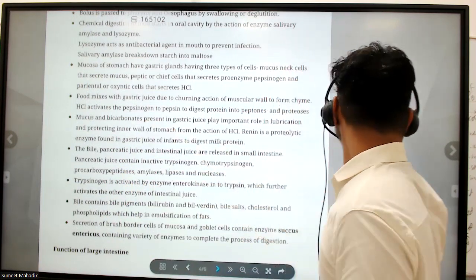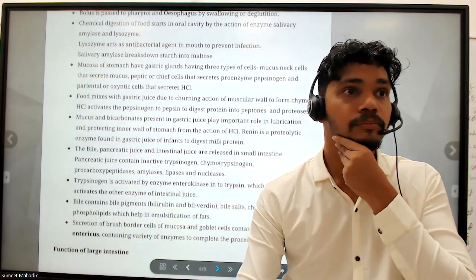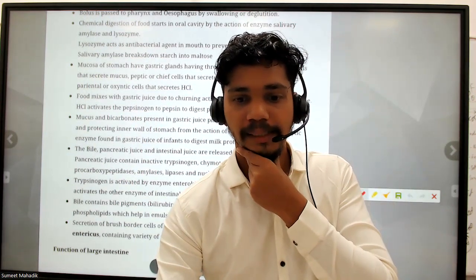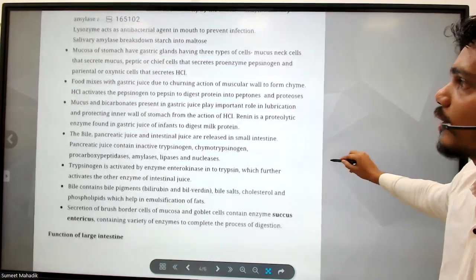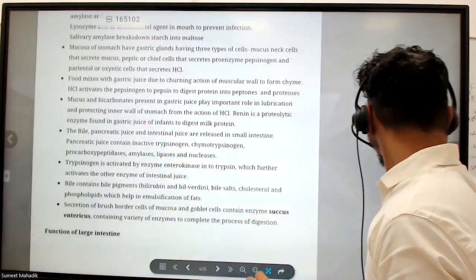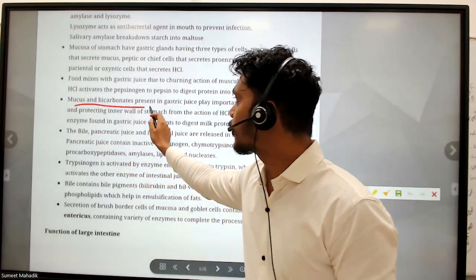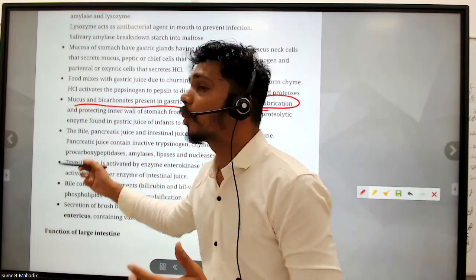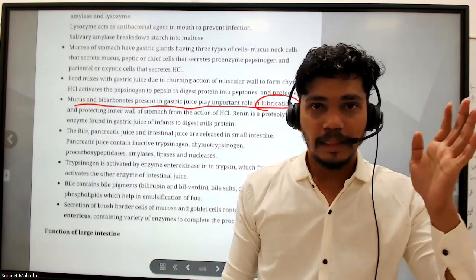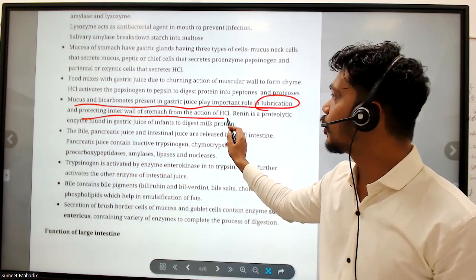So mucus, let's talk about here. Parietal. Now, see, what are the mucus and bicarbonate? Where is the mucus present? By the neck mucus cell. Now, mucus along with the bicarbonate present in the gastric juice plays an important role in lubrication. What kind of lubrication should be there? The food has to be passed on, right? And it protects the inner wall of the stomach from the action of HCl.